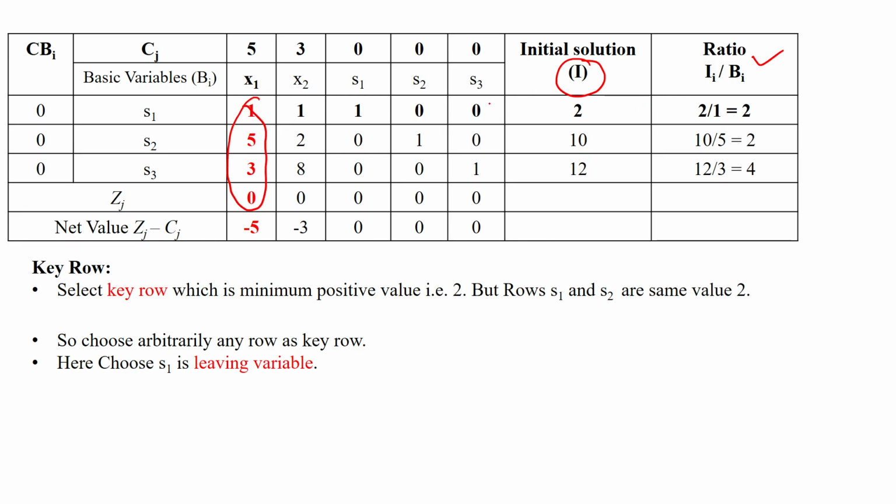So here 2 divided by its corresponding value 1, 10 divided by its corresponding value 5, 12 divided by its corresponding value 3. So now we got the ratios 2 to 4. If it is a fractional value, suppose 3.1, you have to take the fractional value also. Here in this example we are having two minimum values of 2. If it is similar, then we can select any row randomly. Here I am selecting s1 as the pivot row.